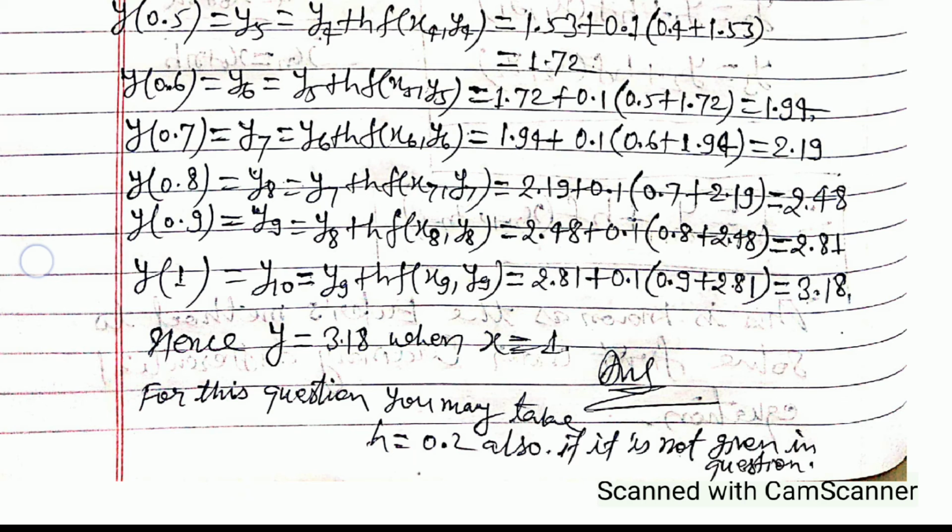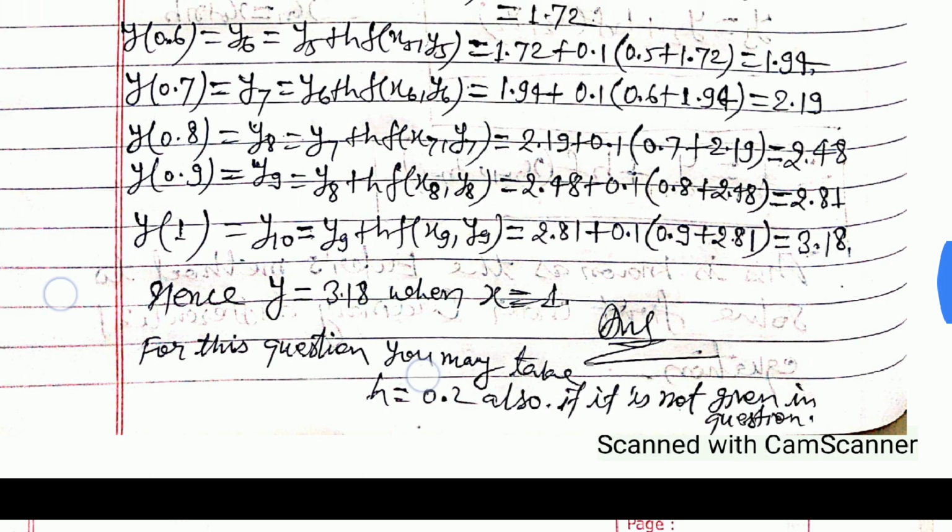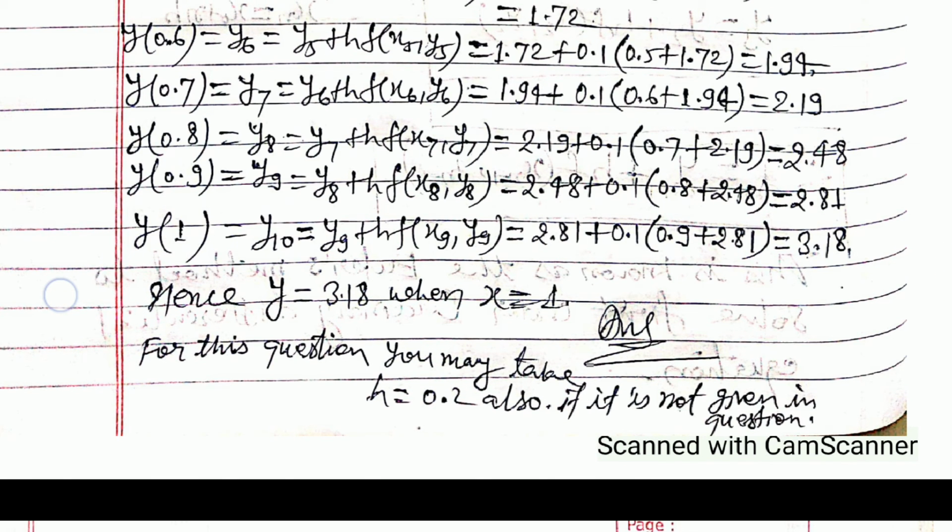So the final value of y10, that is the value of y when x is equal to 1, will be 3.18. That means the value of y when x is equal to 1 is 3.18 by Euler's method for this particular question.